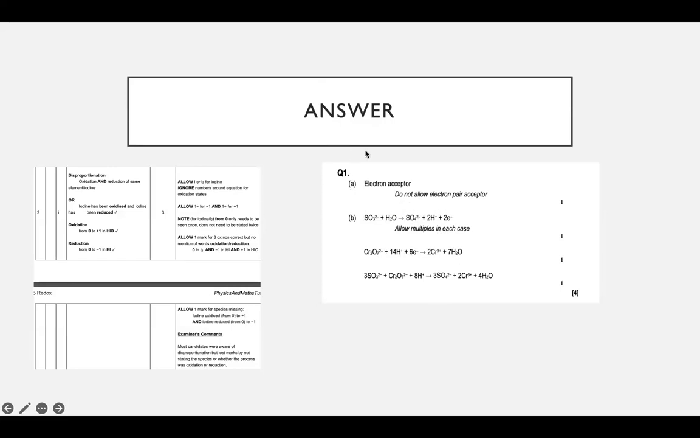Just to say, the examples I've used, you don't actually need to know them off by heart. You just basically need to be able to work them out. So like when I looked at the hydrogen peroxide manganate reaction, as someone's asking, you don't need to know that off by heart, but just make sure you can work out how you would do that. Let me just see if anyone else is asking anything.